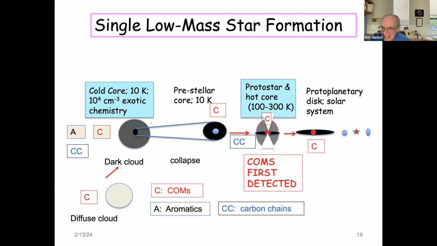So, for example, these carbon chains, which we only thought were in these diffuse clouds, are now seen in all sorts of regions, and the COMs are seen almost everywhere. And so it's a much more complicated system than we thought before. So all the way from the diffuse clouds to the formation of stars and planets, we do see complex organic molecules.